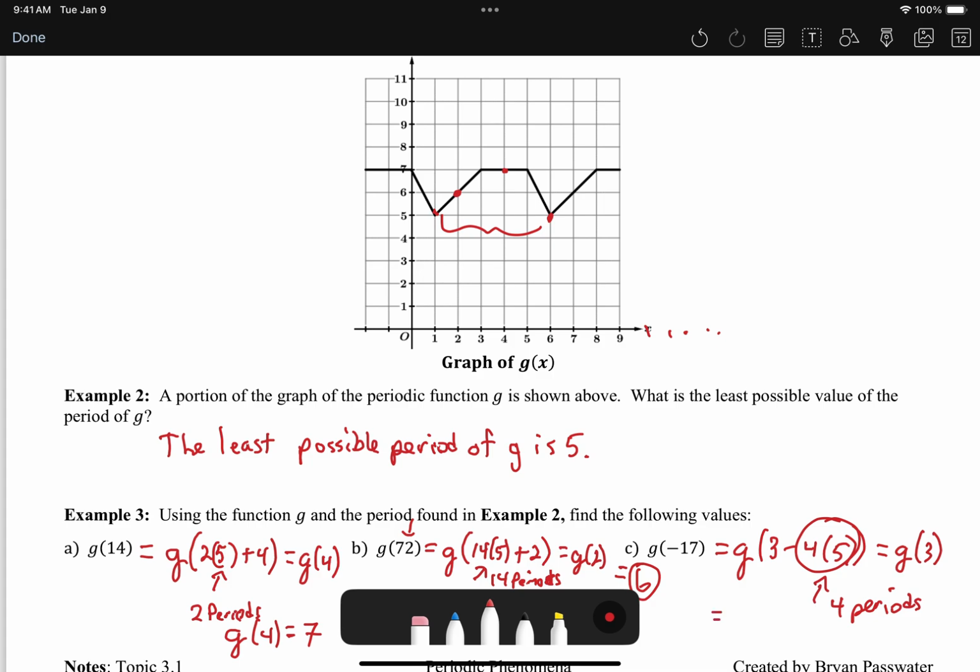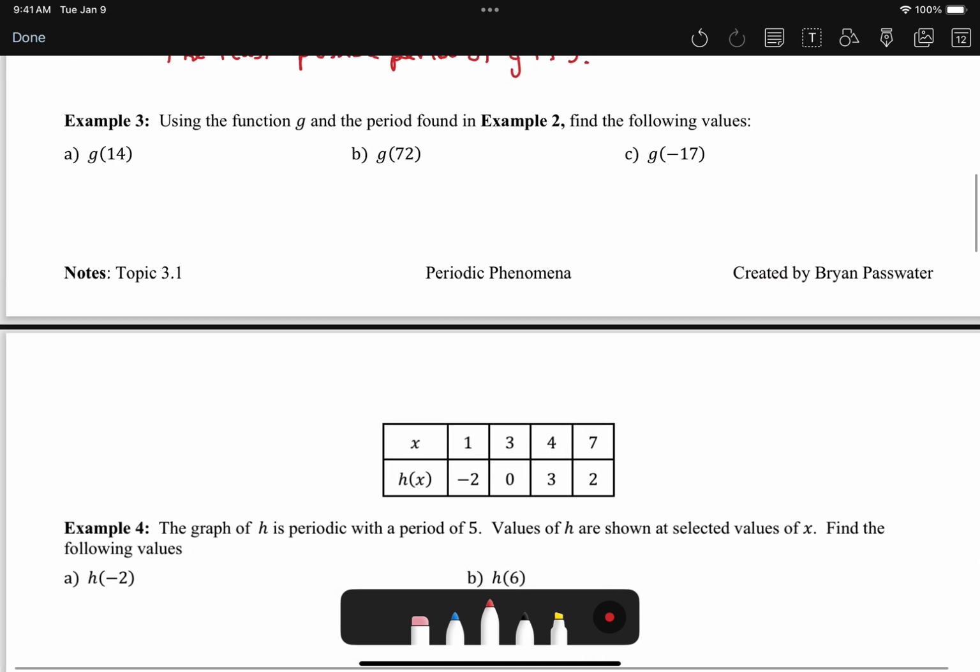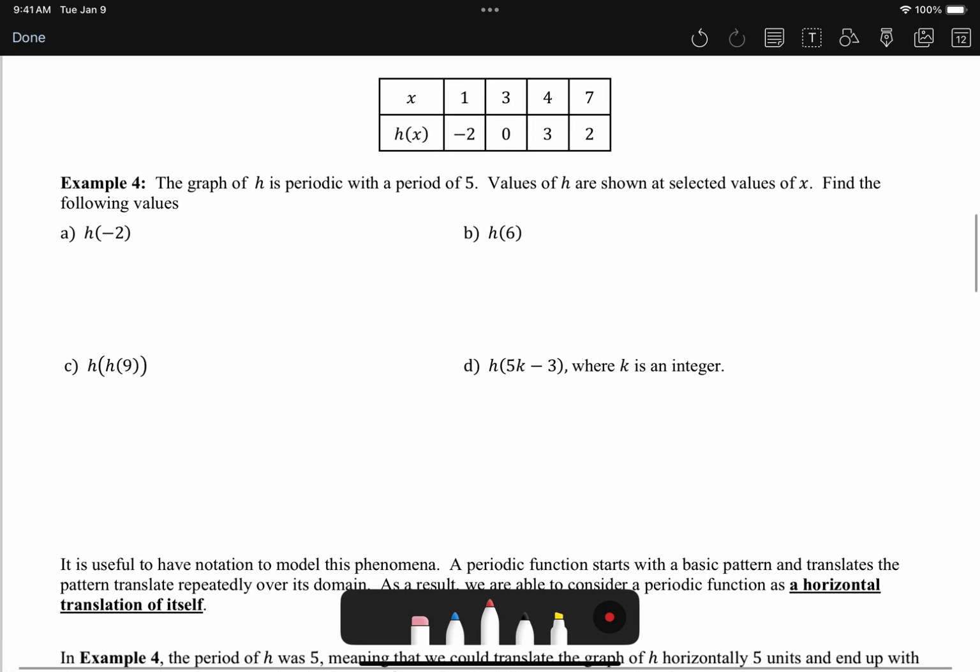So it's basically g of negative 17 is g of 3, which is 7 again. Okay, so this might be a good time to stop and think about what we just did. We just did that with a graph. Well, now we can do it with a table.